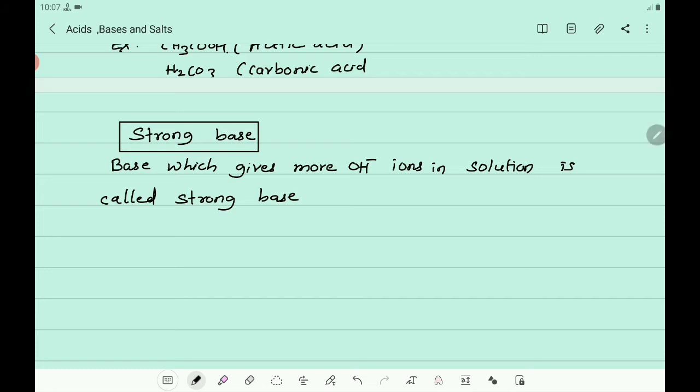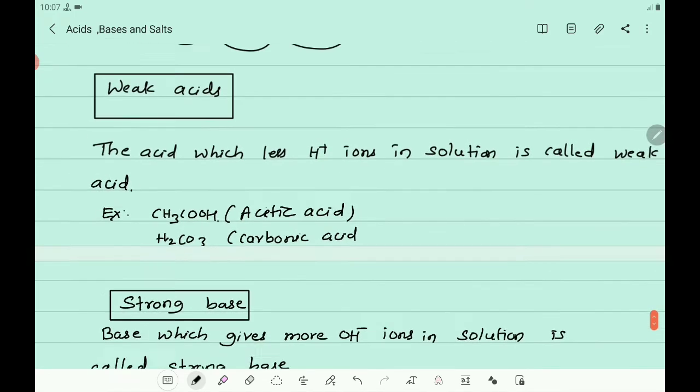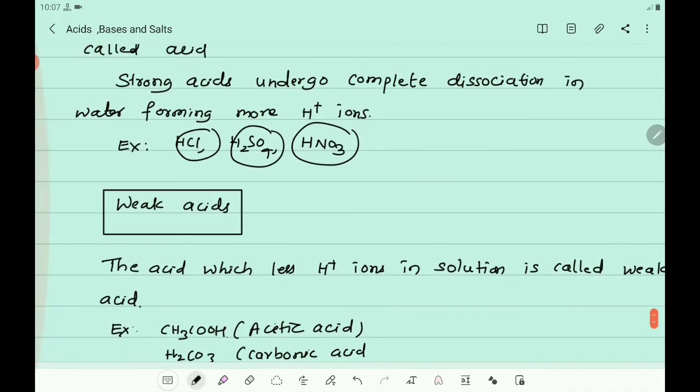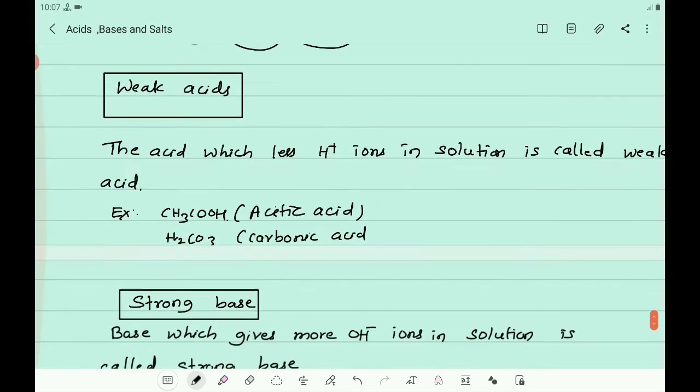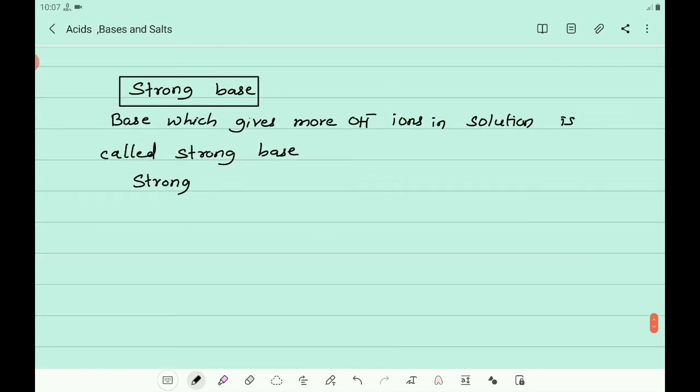So you take strong bases. Here you have taken that strong acids undergo complete dissociation. Similarly, strong bases undergo complete dissociation or ionization.